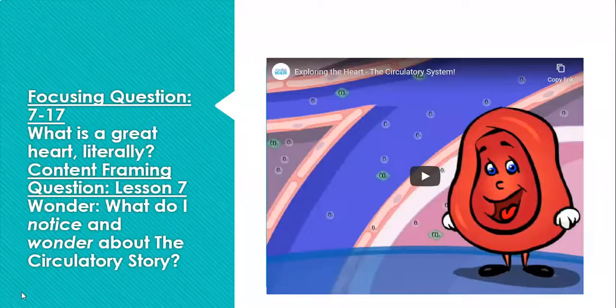Okay, boys and girls, so today we're going to be talking about what is a great heart, literally. We had previously been talking about a great heart figuratively. Remember the feelings, like Clara Barton, Helen Keller, and Anne Frank, how they were brave, generous, courageous. Now we're going to be focusing on literal, remember, real. So as you have inferred, we're going to be talking about our actual heart. So the circulatory system. Remember, circulatory sounds like it's going in a circle. So let's go ahead and watch the video.